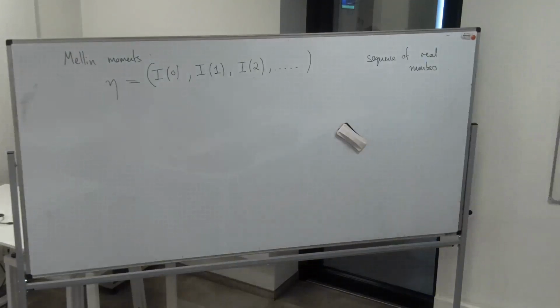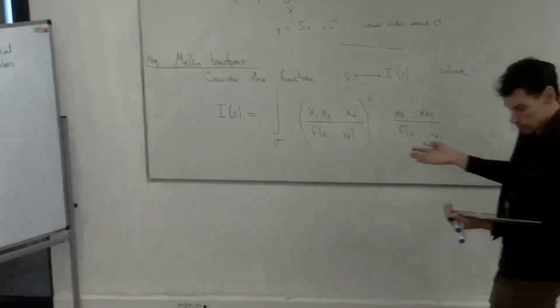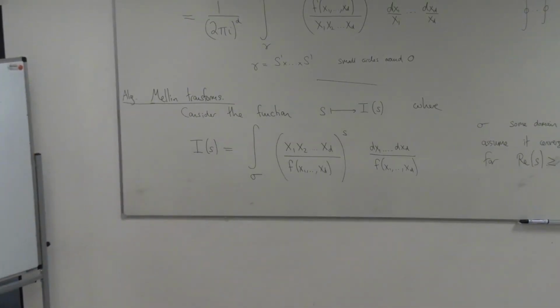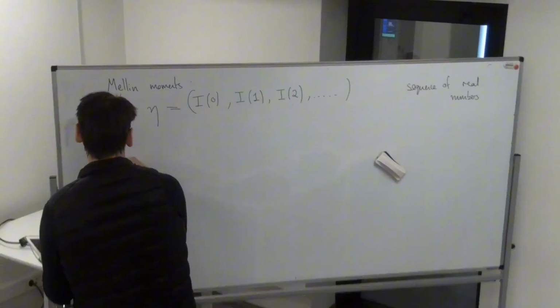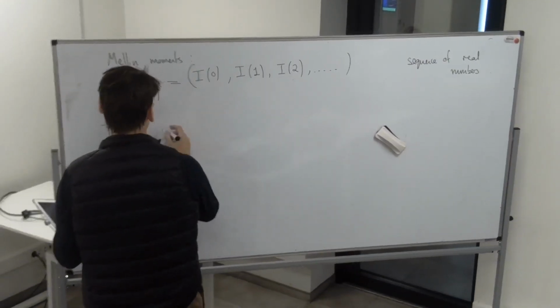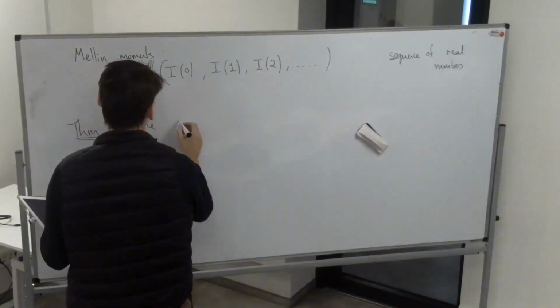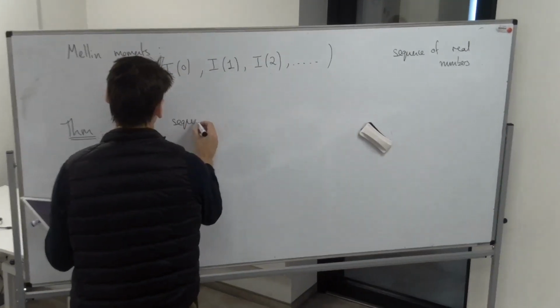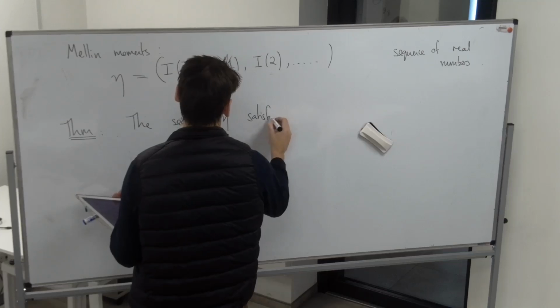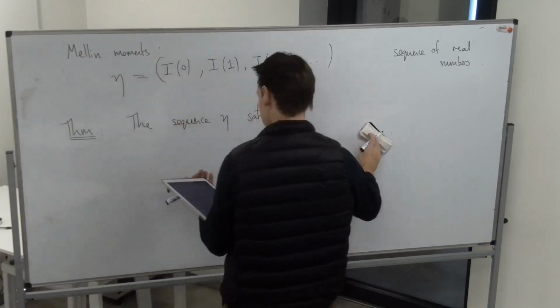So we have two sequences. We had the diagonal sequence, which is just some integers. And now we have a sequence of real numbers, which are some interesting periods, possibly transcendental numbers. So how are these two related? There's a theorem, and I'm going to be slightly vague, which says that this new sequence, eta, satisfies a polynomial recurrence.